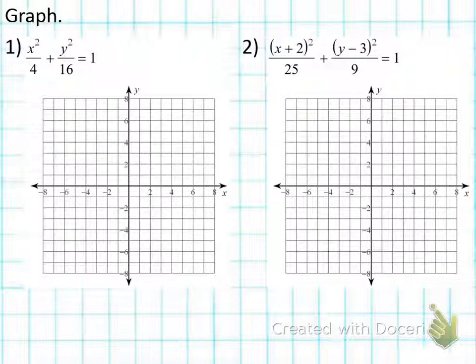So, again, from the beginning, the first thing you want to do is figure out what the center is. We have h and k. We know they are both going to be 0 because they're not represented. So your center is 0, 0.